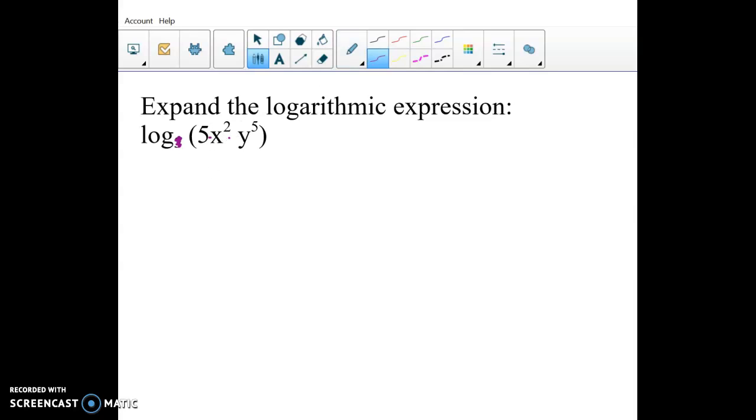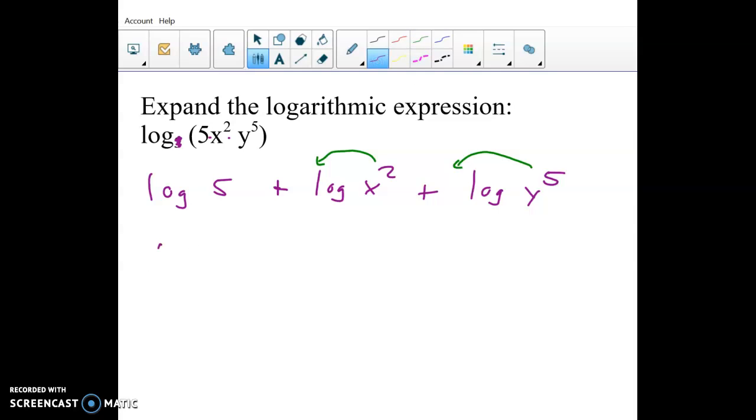Okay, so we have 3 bases multiplied together, the 5, x squared, and y to the 5th. So when I expand it, I'm going to write log of 5, and then they're all going to be added together, right? Because these are multiplied here, so I'm going to write log of 5 plus log of x squared plus log of y to the 5th. Okay, and that's pretty much the answer, except that these little exponents can move down in front. Right, so we're going to get log of 5 plus 2 times log of x plus 5 times log of y. And that's expanded as much as we can.